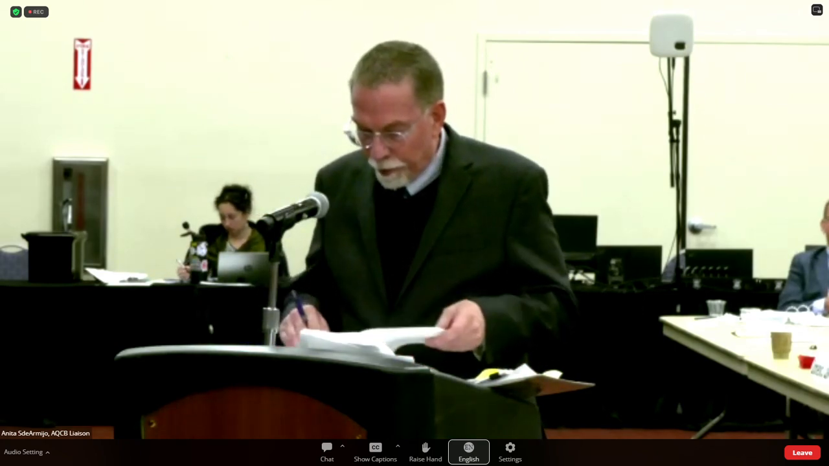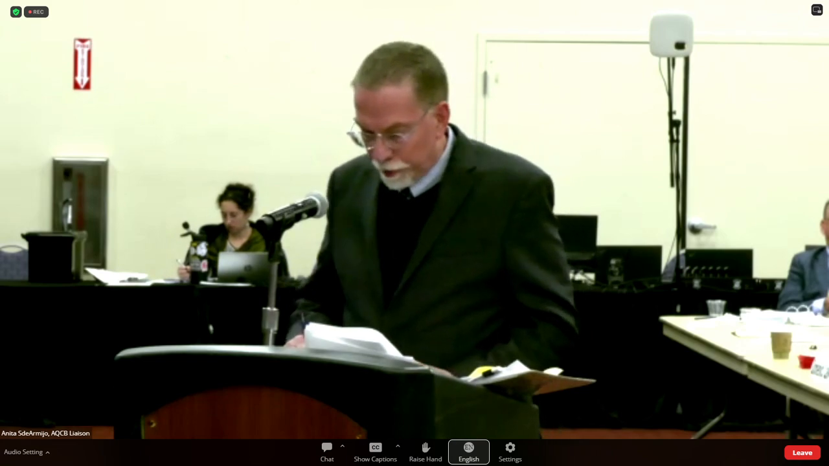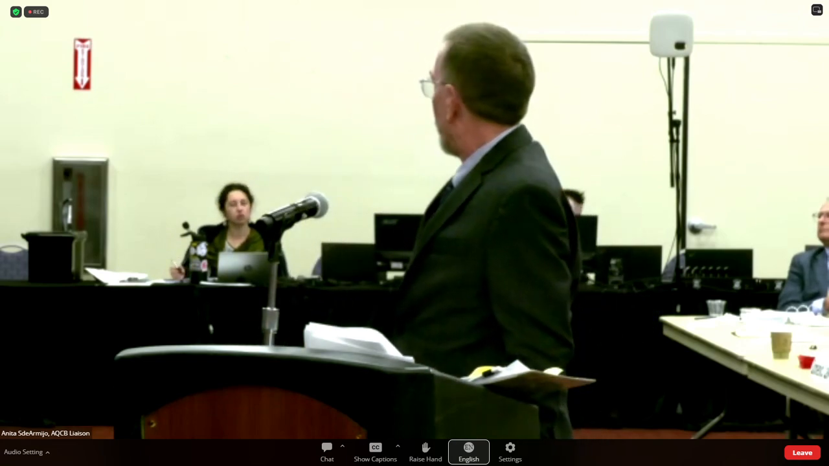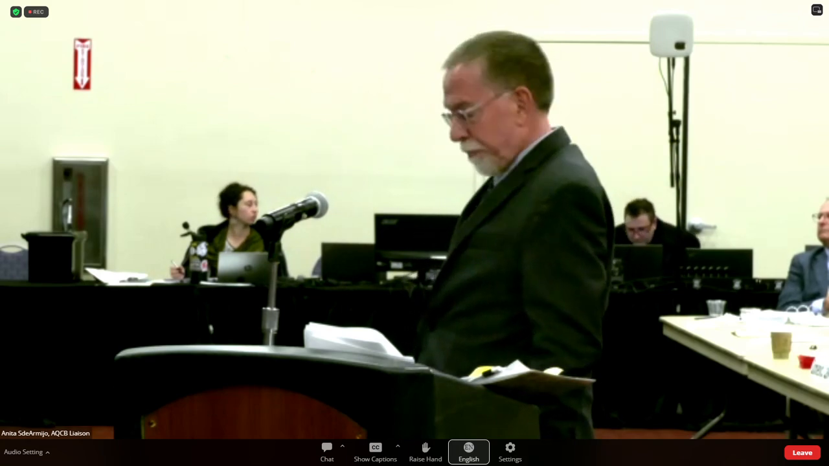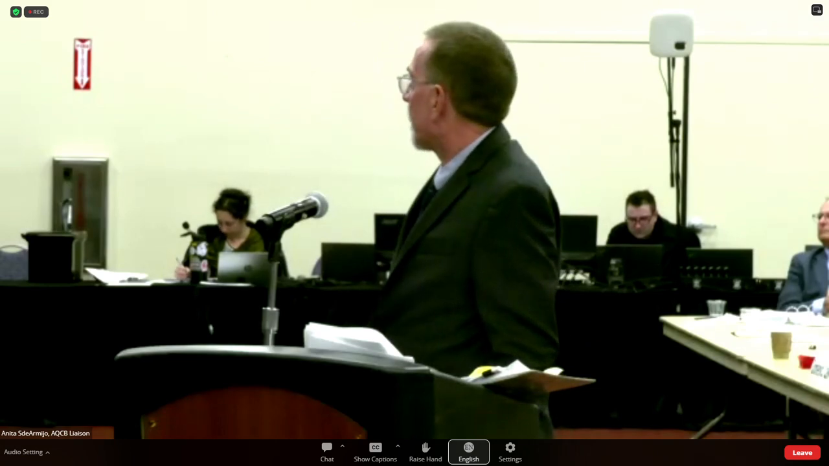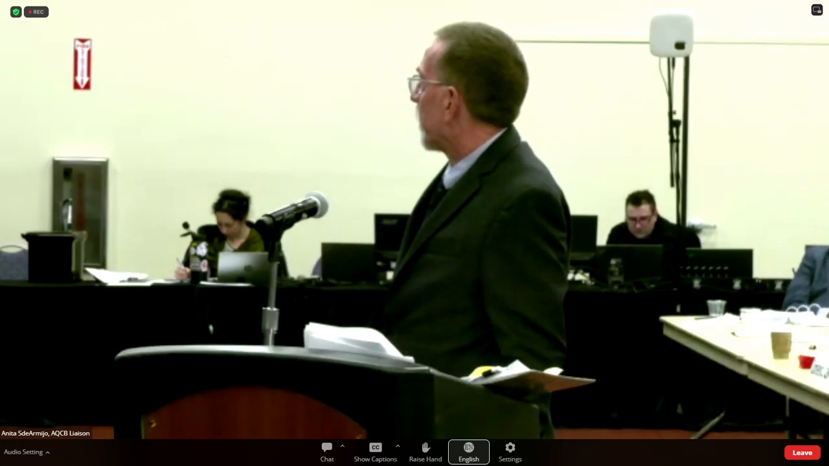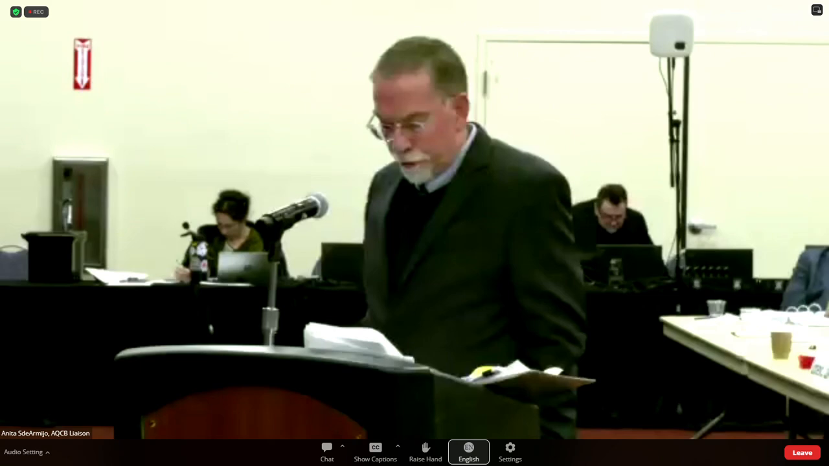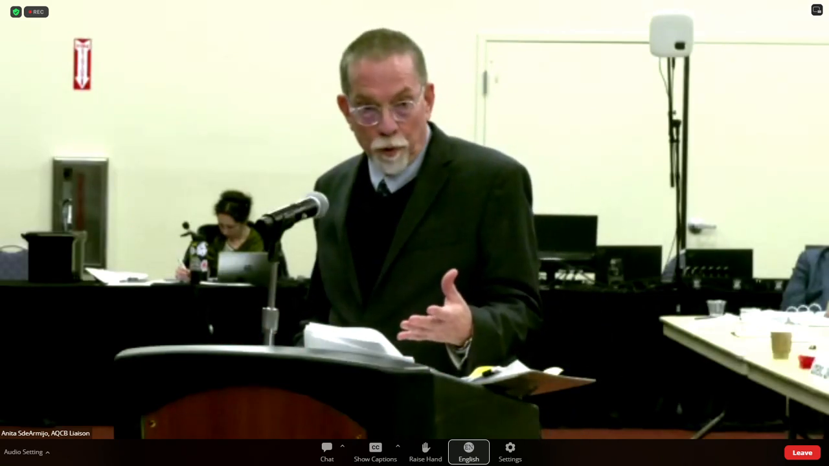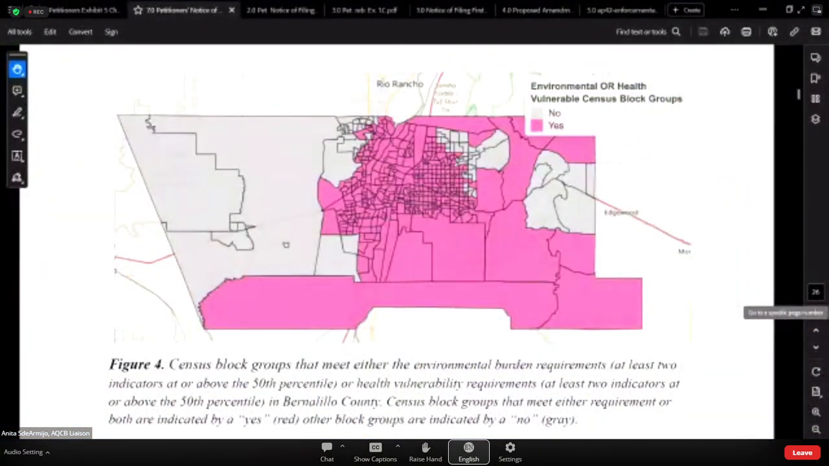Now, is there a way, to your knowledge, if we could turn back to figure 4, please. So if we assumed that this, and this was presented at one point in time, correct, by the petitioners. This map depicted their definition of overburdened community. Yes.